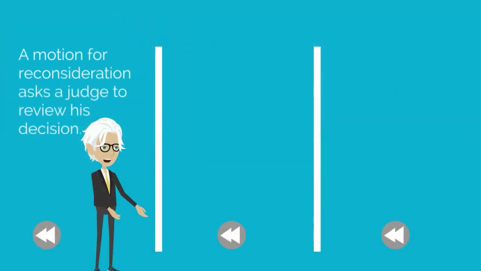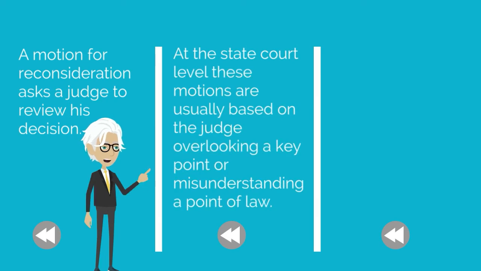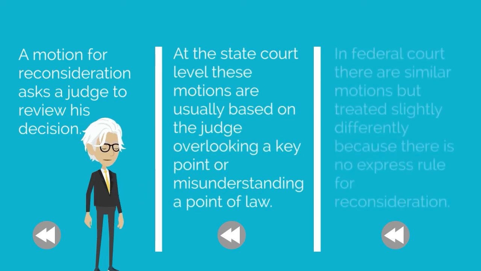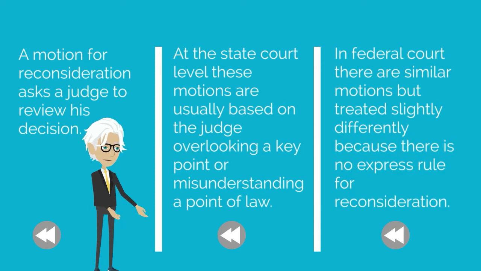To summarize, a motion for reconsideration asks a judge to review his prior decision. At the state court level, these motions are usually based on the judge having overlooked a key fact or having misunderstood a point of law. In federal court, there are similar motions, but keep in mind there is no express rule providing for motions for reconsideration.